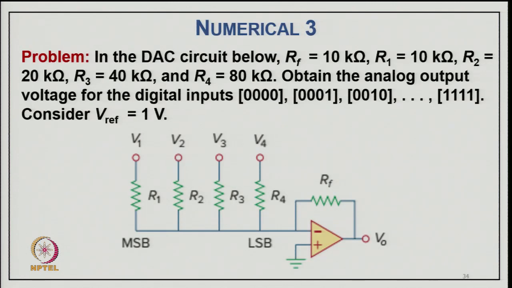Now, coming to numerical problem 3. In the DAC, digital to analog converter circuit here, RF equal to 10 kilo ohm and R1 10 kilo ohm, R2 20 kilo ohm, R3 40 kilo ohm and R4 80 kilo ohm. Because we have to take in binary fashion, obtain the analog output voltage for the digital input of 0 0 0 0, 0 0 0 1, 0 0 1 0 and up to 1 1 1 1. Consider V reference equal to 1 volt.